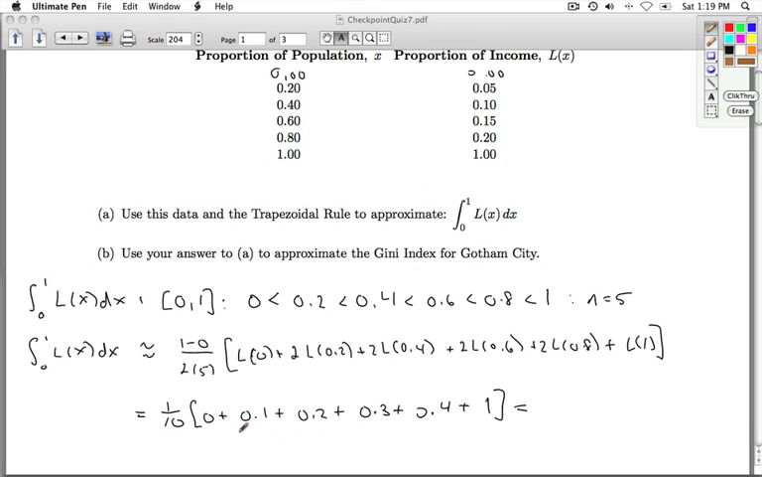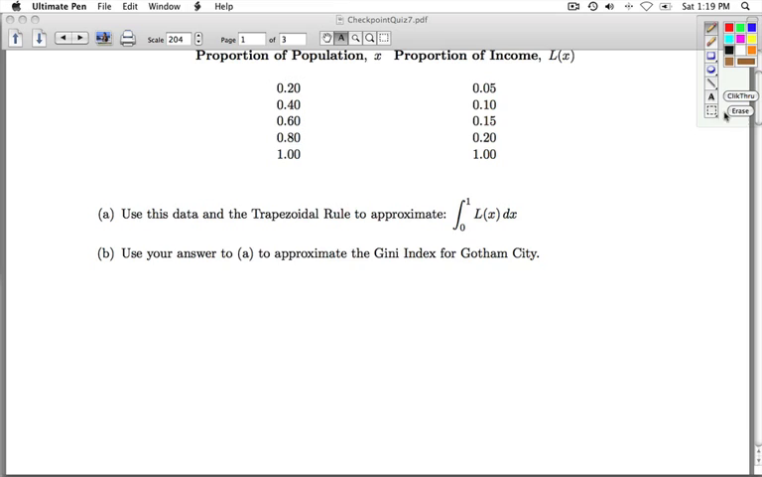So now I add all this up. 0 plus 0.1 is 0.1. 0.1 plus 0.2 is 0.3. 0.3 plus 0.3 is 0.6. 0.6 plus 0.4 is 1. 1 plus 1 is 2. 2 times 1/10 is 0.2. So this is roughly 0.2.